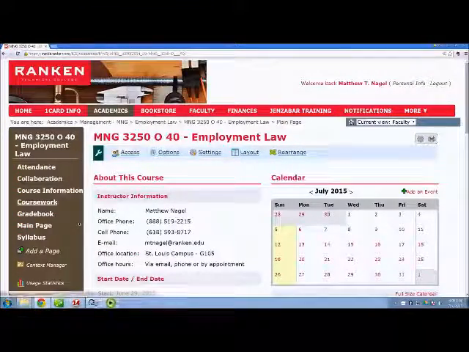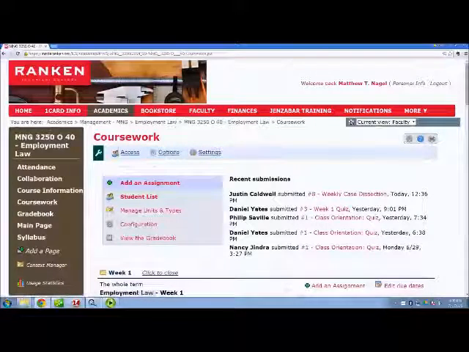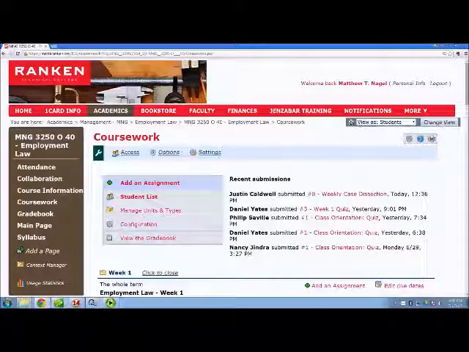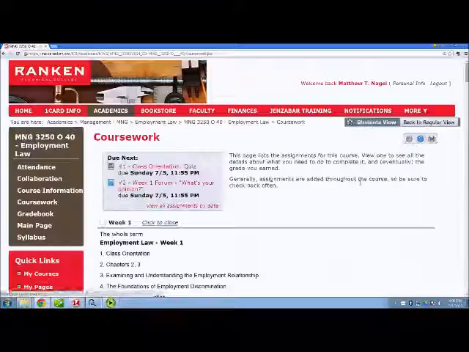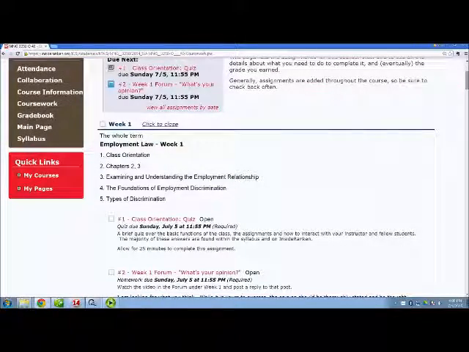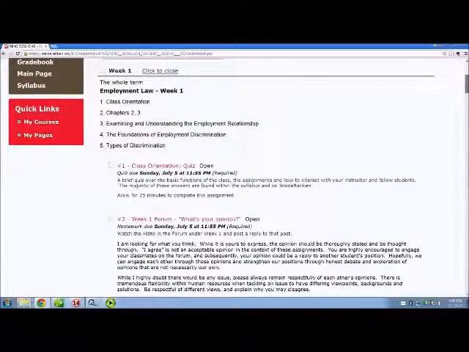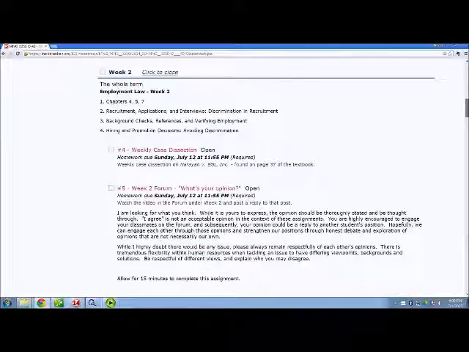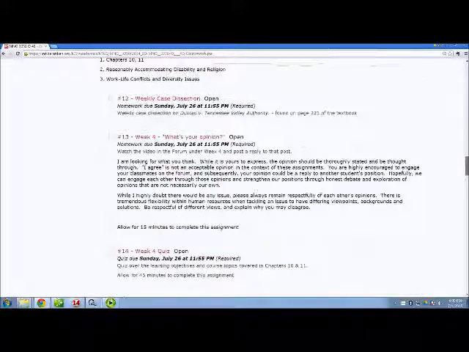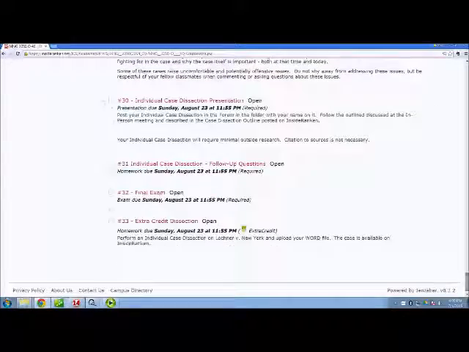So if we go over to Coursework, and I will view this as a student just so I have the same thing that you guys have, you can see that the course is broken down into 8 weeks. Every single assignment in the course is currently open for you to complete, including the final exam.